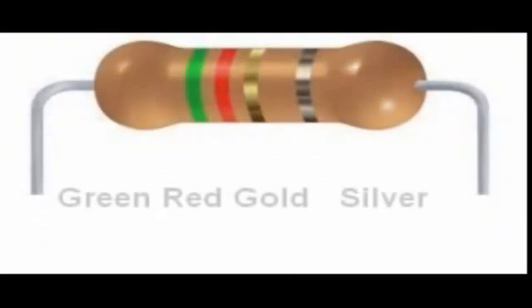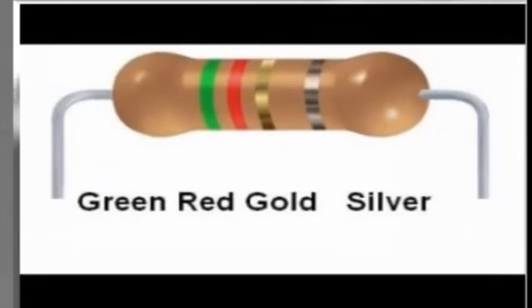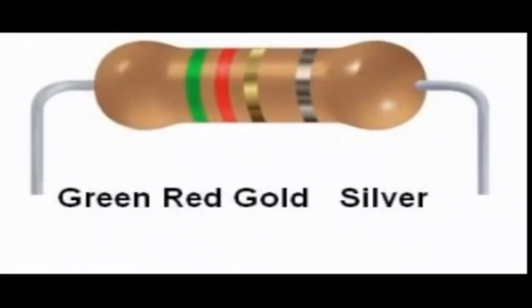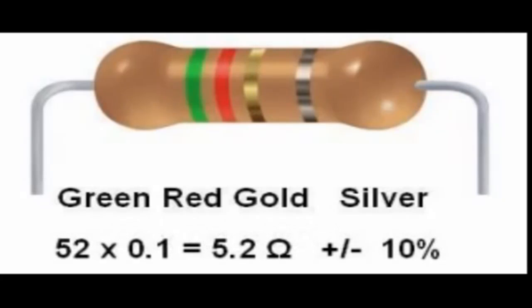Here is another 4-band resistor with low valued resistance. Its colors are green, red, gold, silver. Green is 5, red is 2, gold in the third band is a multiplier of 0.1. So the code reads 52 times 0.1. And so we multiply 52 by 0.1, giving a nominal value of 5.2 ohms.